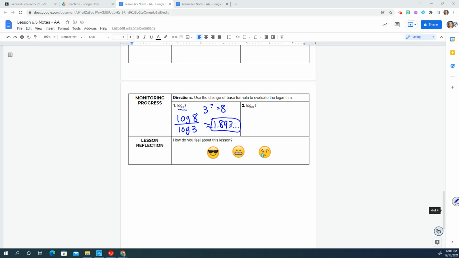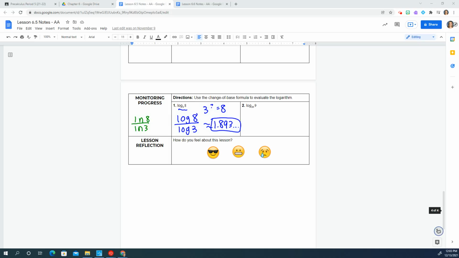Or you can use natural logs too. You could also do the natural log of 8 divided by the natural log of 3, and you get the same number. That little formula works for that as well. That was kind of the end of that lesson, and then we did those log properties: product, quotient, and power are your 3 log properties. Those are going to come into play when we solve equations.